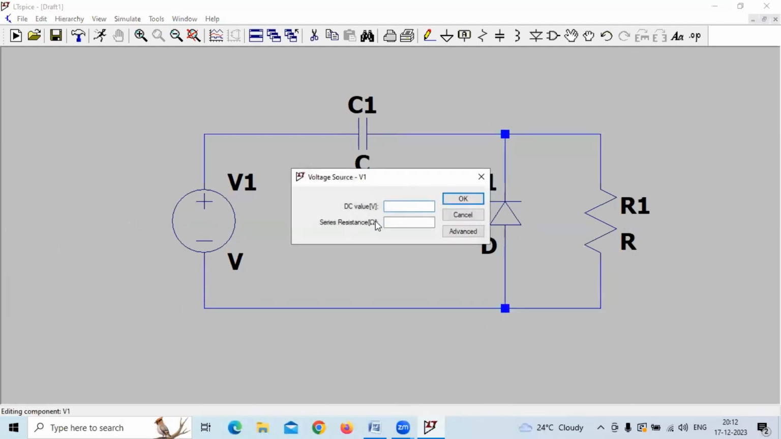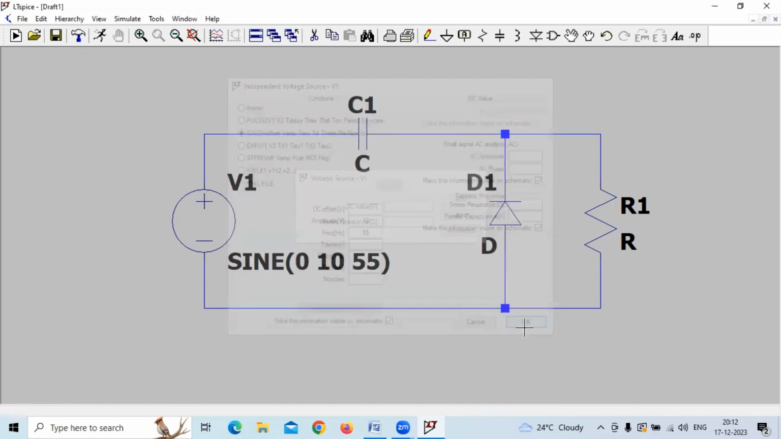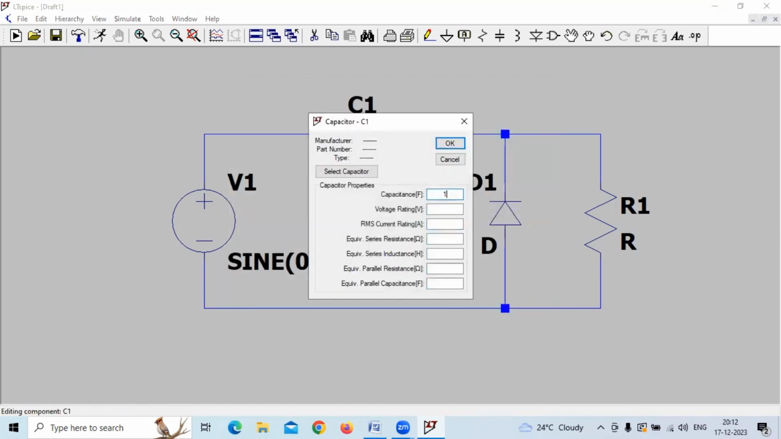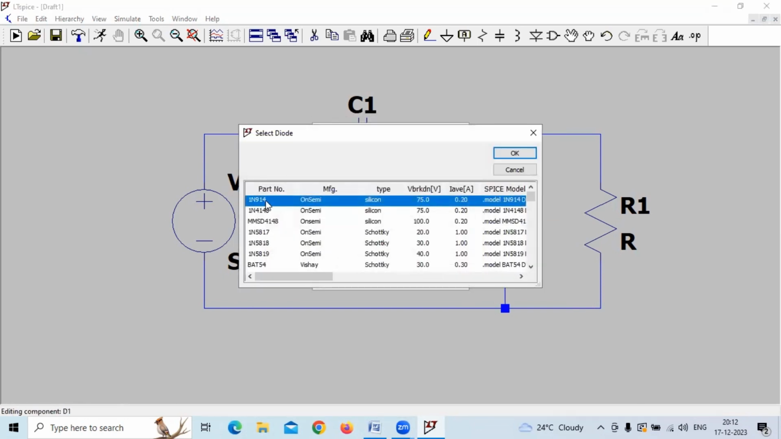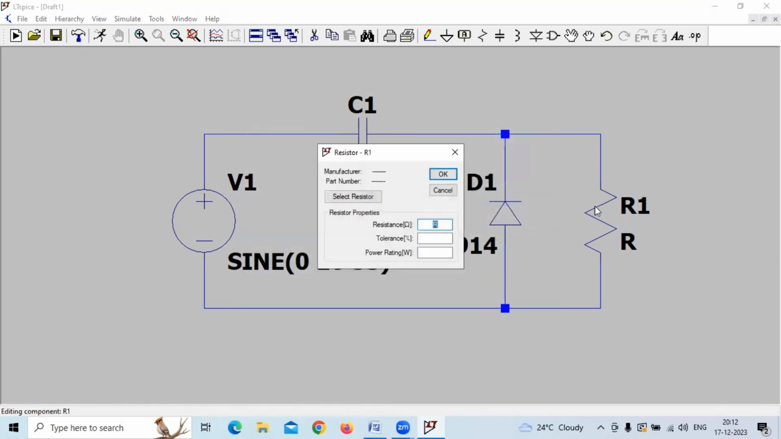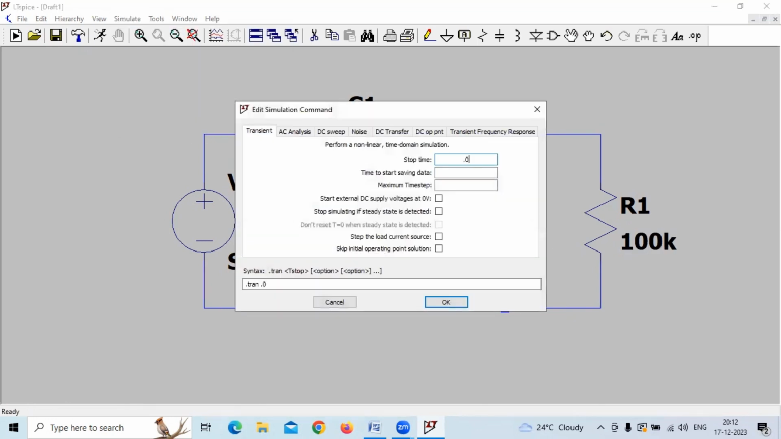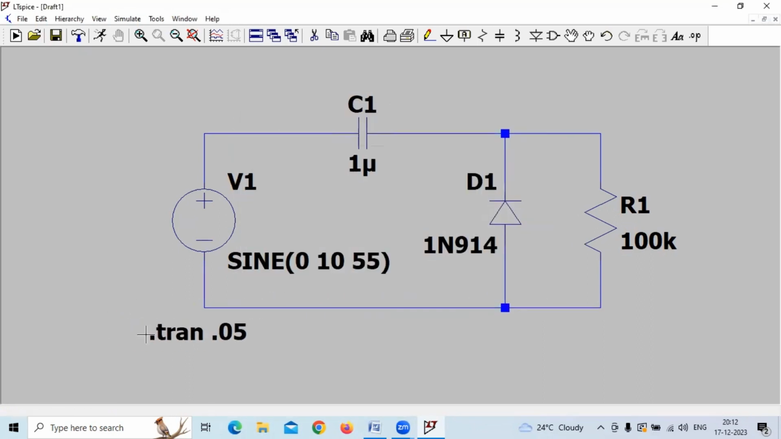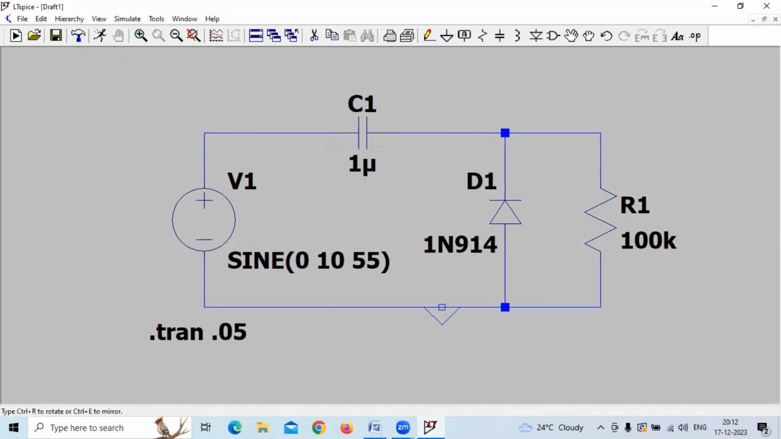We specify the values. We'll select a sine wave with amplitude of say 10 volts and frequency of 55 hertz, and capacitance value say 1 microfarad. Diode, let me select 1N914. Resistance, let me select 100 kilo ohm. And stop time at 0.05. This is a positive clamper. If I run this, okay, you have to give a ground connection.